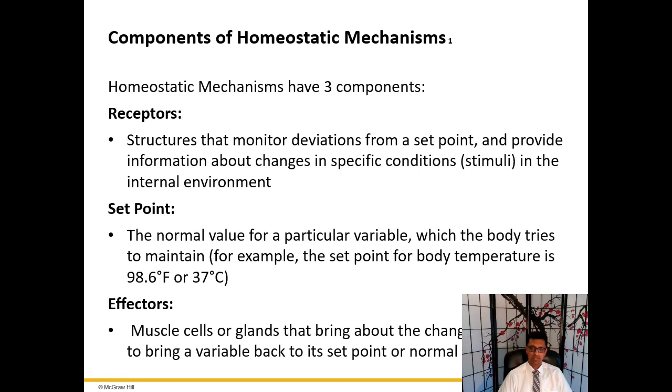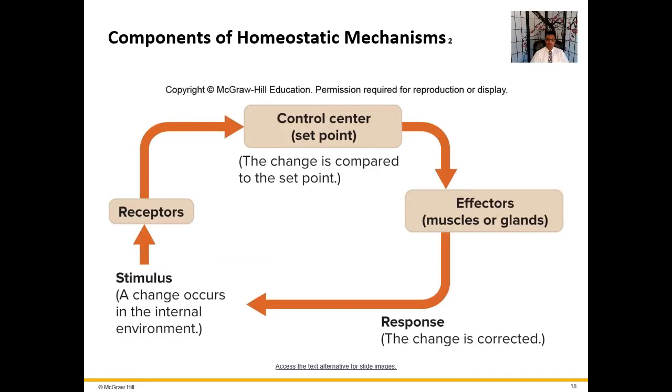Effectors are muscle cells or glands that bring about the change and bring the variable back to its set point, or normal. So here it is. You get a change that occurs in the internal environment. Okay, so let's say you're cold. Well, the receptors will say, okay, did we go beyond our set point? Something has changed. We're no longer at 98.6. We're below that. Well, we need to get it back to 98.6.